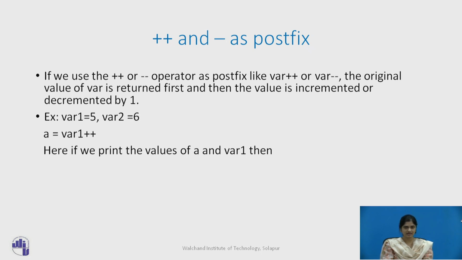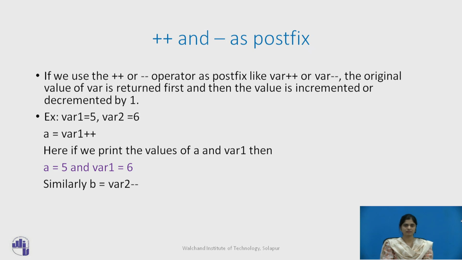So 5 plus 1, the answer of var 1 will be 6. So if we print the values of a and var 1, we will get a is equal to 5 and variable 1 is equal to 6. Because plus plus is used as the postfix operator, first it will return the original value of variable 1 to the variable a, and then the value of variable 1 will get incremented by 1. Similarly, if I give you an expression b is equal to var 2 minus minus, in this case var 2 is the variable which has the value 6.